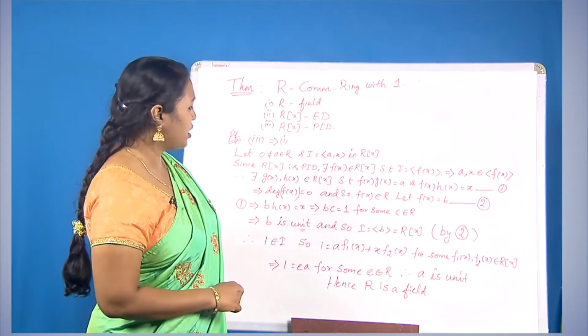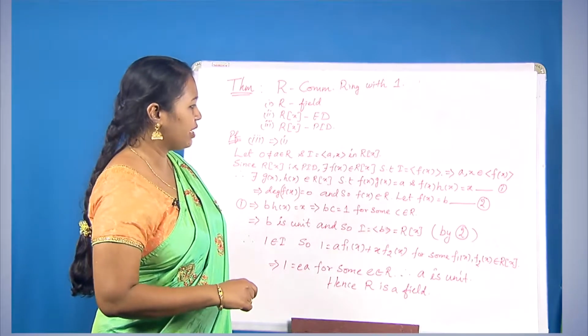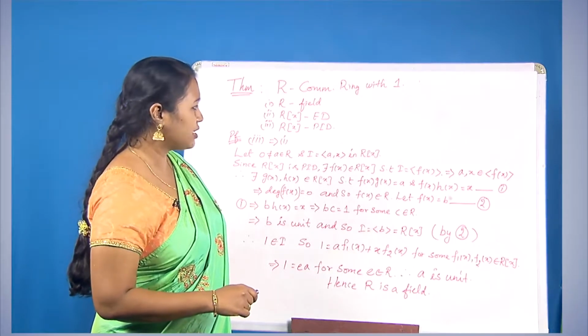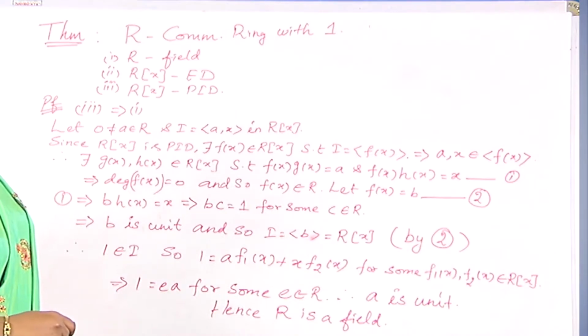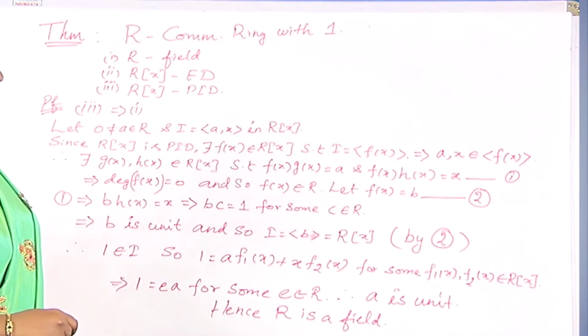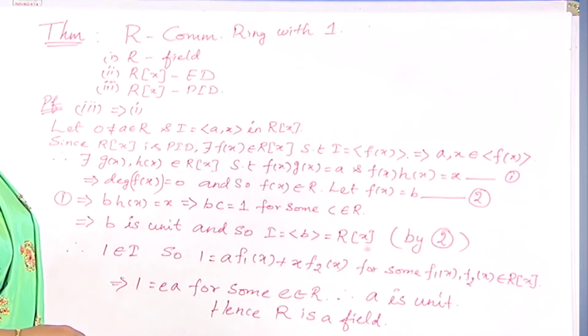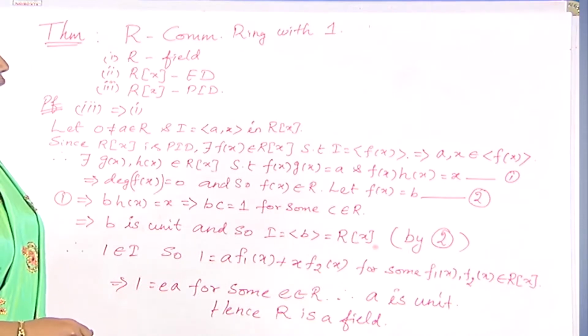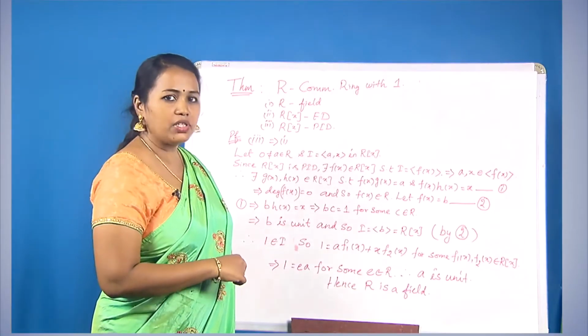Since b is a unit, I is equal to the ideal generated by b. How did we arrive at this? Because f(x) is equal to b and I is equal to the ideal generated by f(x). So, from here I is equal to the ideal generated by f(x), which is equal to the ideal generated by b. But since b is a unit, an ideal generated by a unit will give you the entire ring, and therefore, the entire R[x] has been generated, and therefore, I is equal to R[x]. Therefore, 1 will also belong to I.